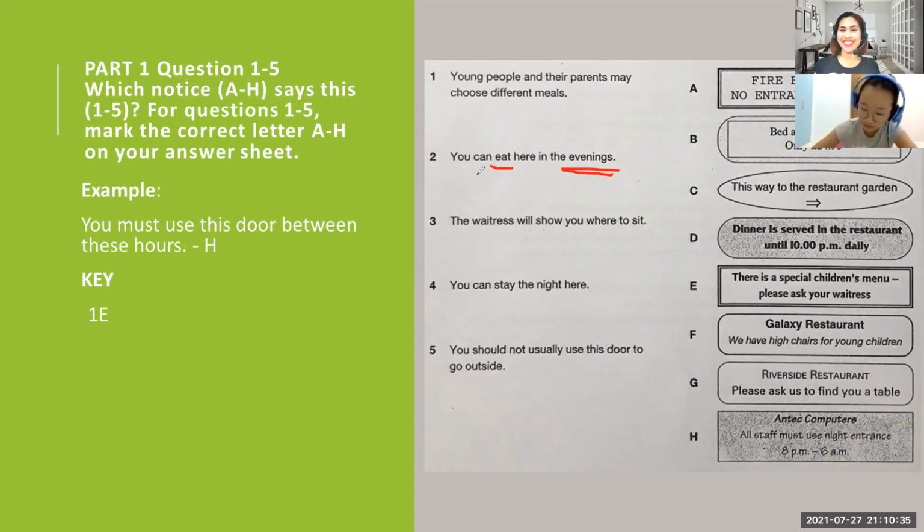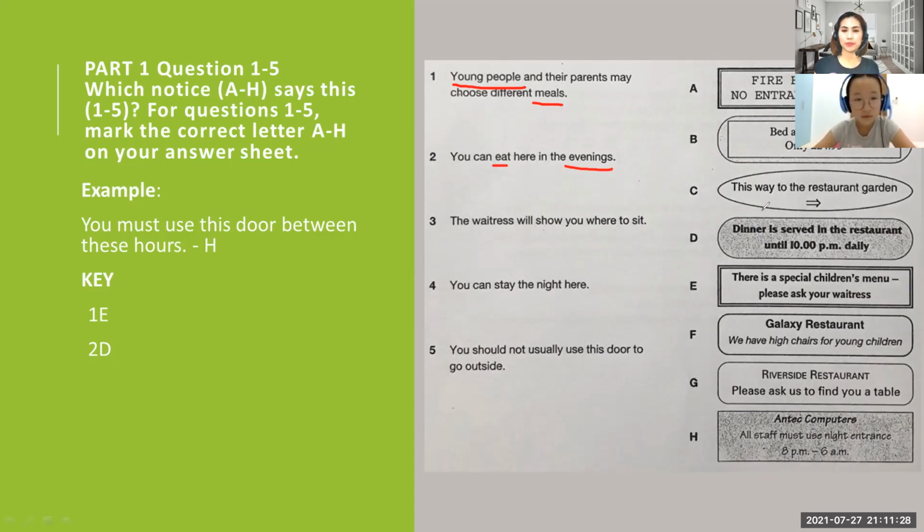Dinner. Yes. Okay, eat is in the restaurant. Evenings is dinner. And at what time? At 10. Yes, 10 p.m. There you go. Number two is D. So when you look at the notices, find the keywords. I gave you an example, right? Young people, meals, eat, evenings. Okay. Now you just do the same in number three.